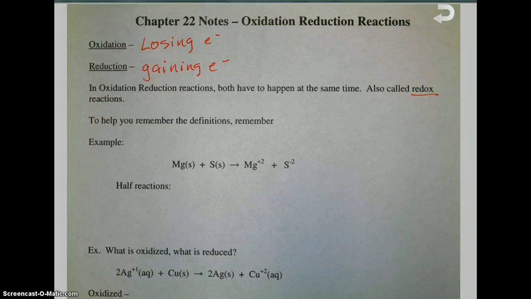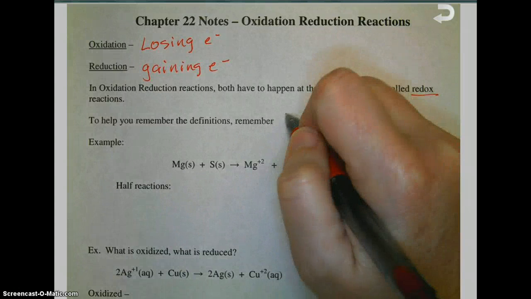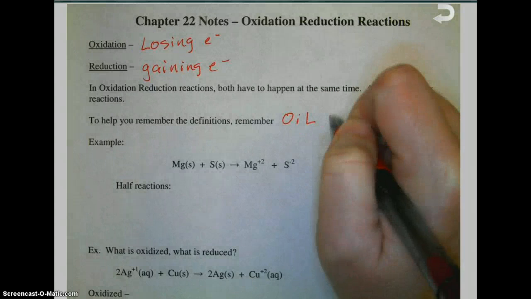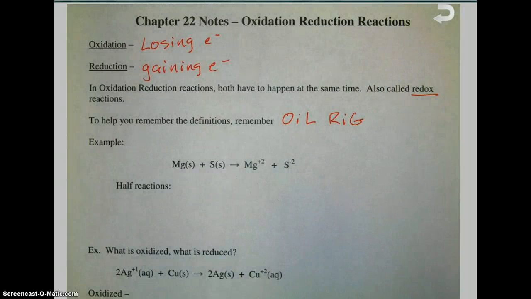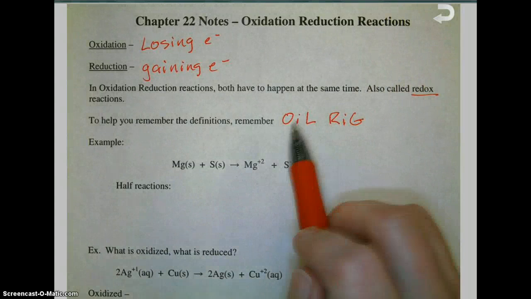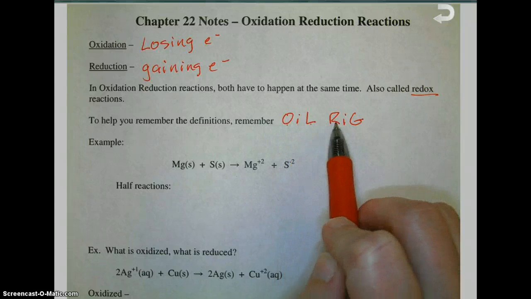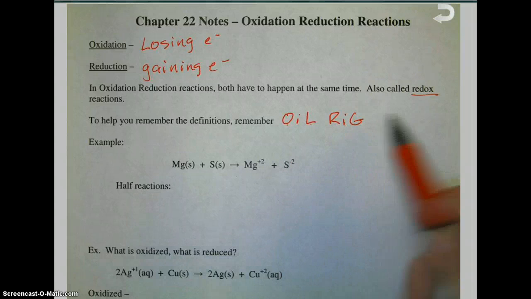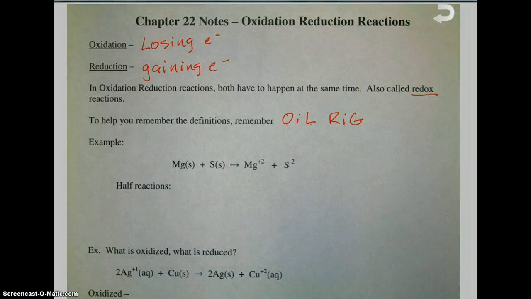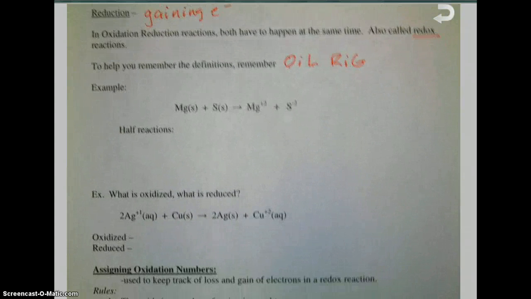Now, to help remember the definition, I want you to write down OIL RIG. And OIL RIG says oxidation is losing electrons, reduction is gaining electrons. Okay, so that's going to help you remember which is which. So let's look at an example and see if we can figure out oxidation and reduction.